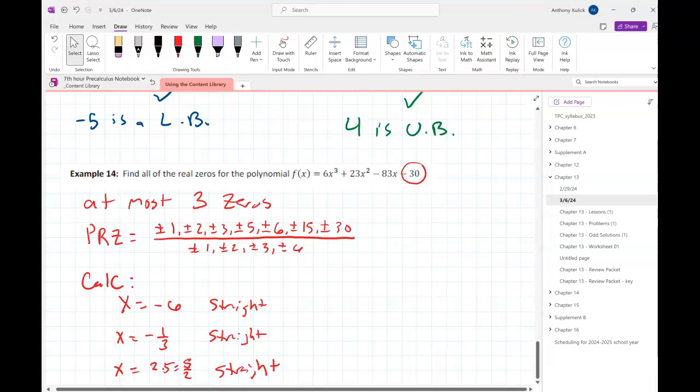Oops, that was positive 1/3. Just do that. Everybody so far so good?